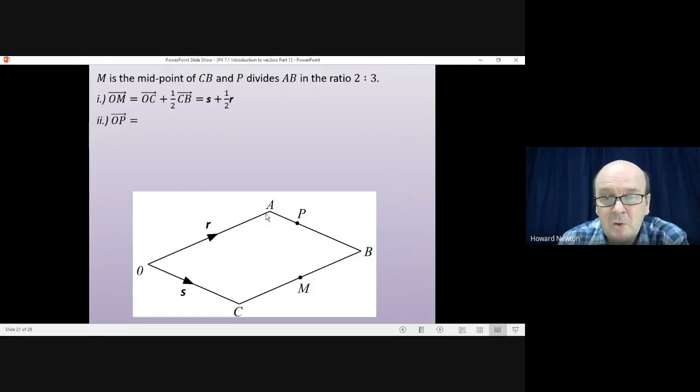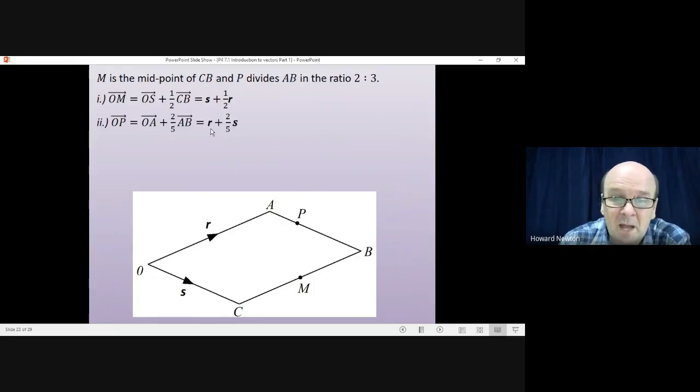Second question, from O to P. Well, I'll go from O to A, and then from A to P. Now from O to A, that's straightforward enough. That'll just be the vector R. To get from A to P, that's 2/5 of the whole of the vector from A to B. So it'll be R for the first bit of the journey, and then 2/5 of the vector S for the second part.